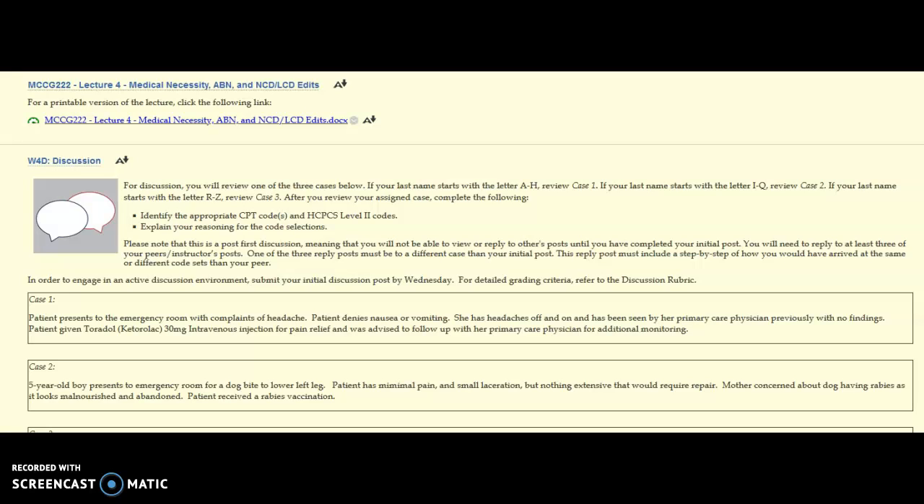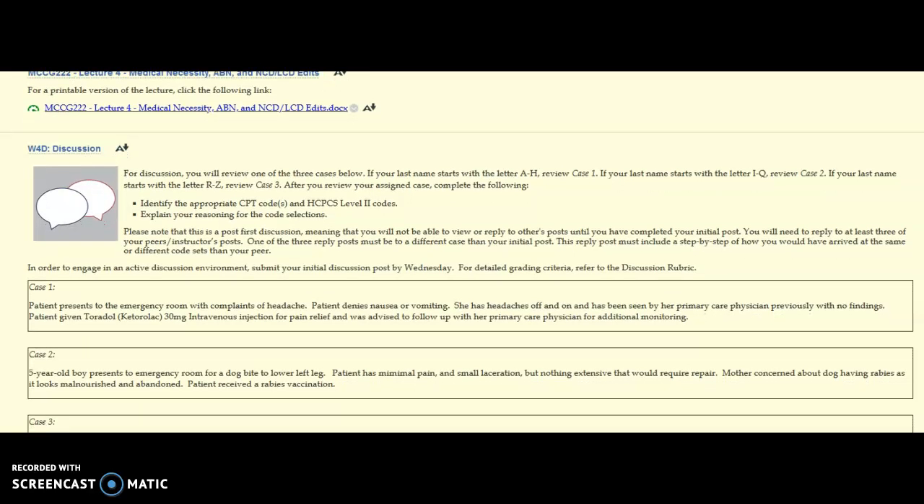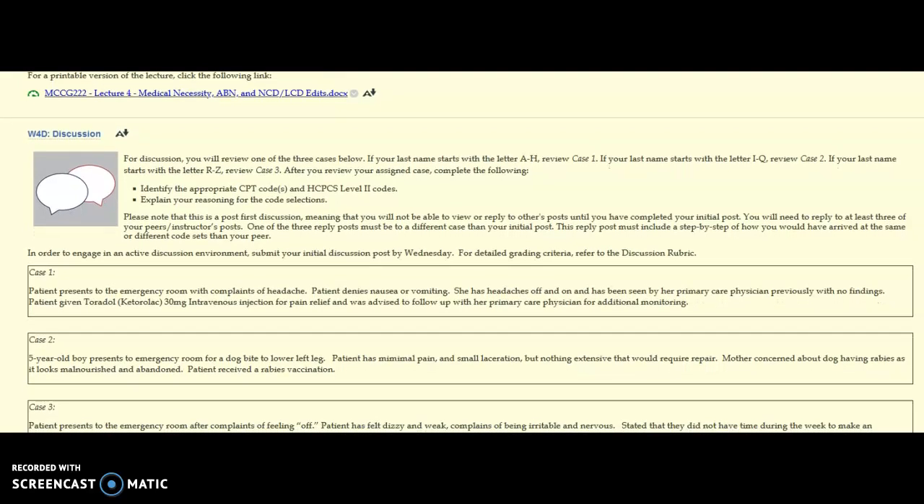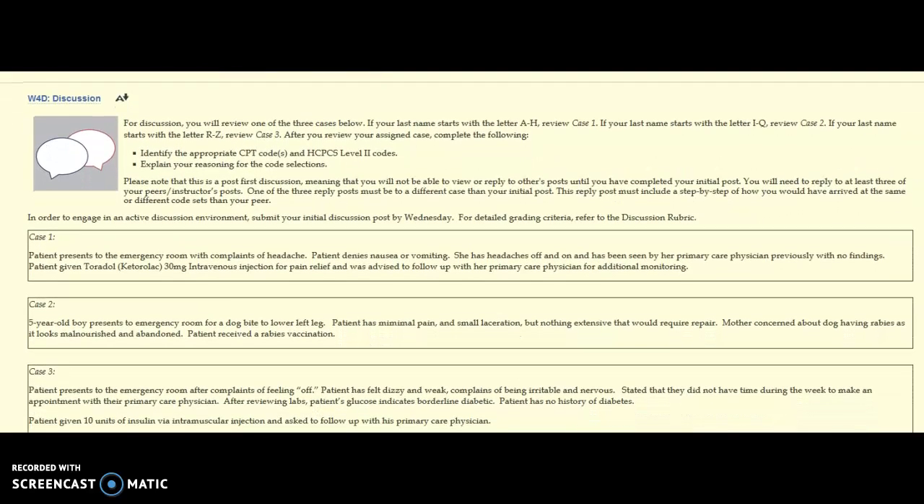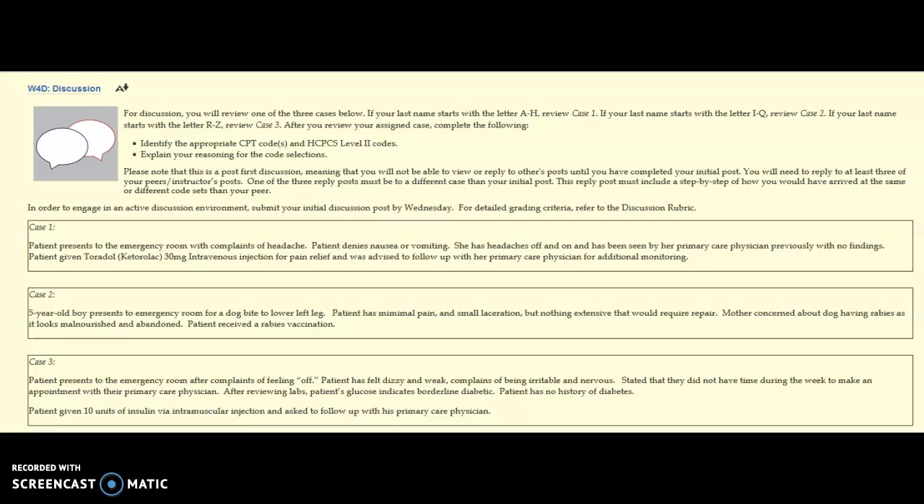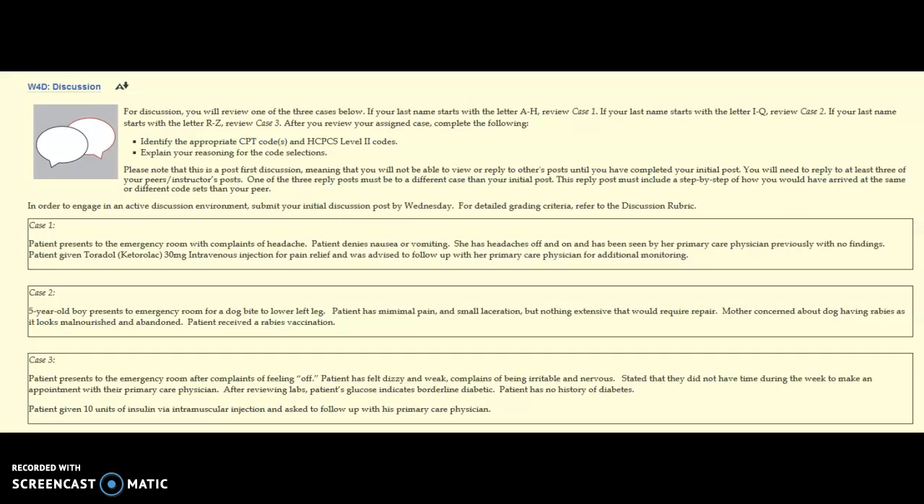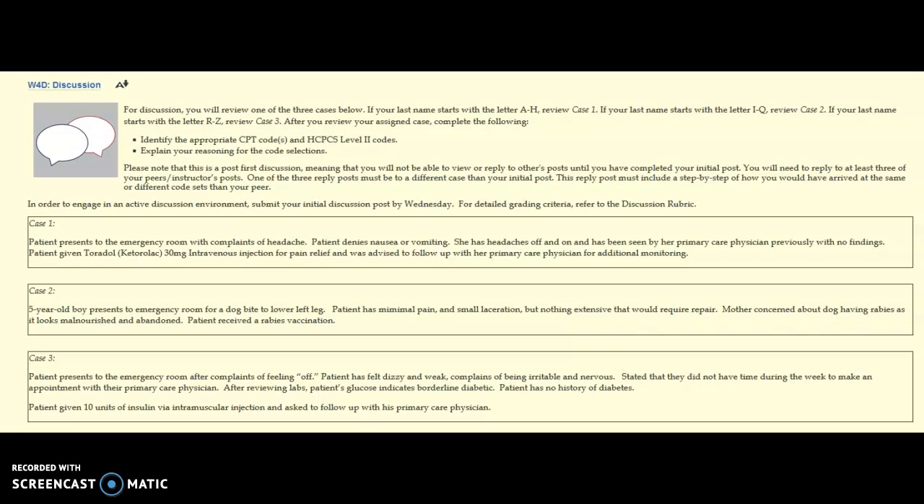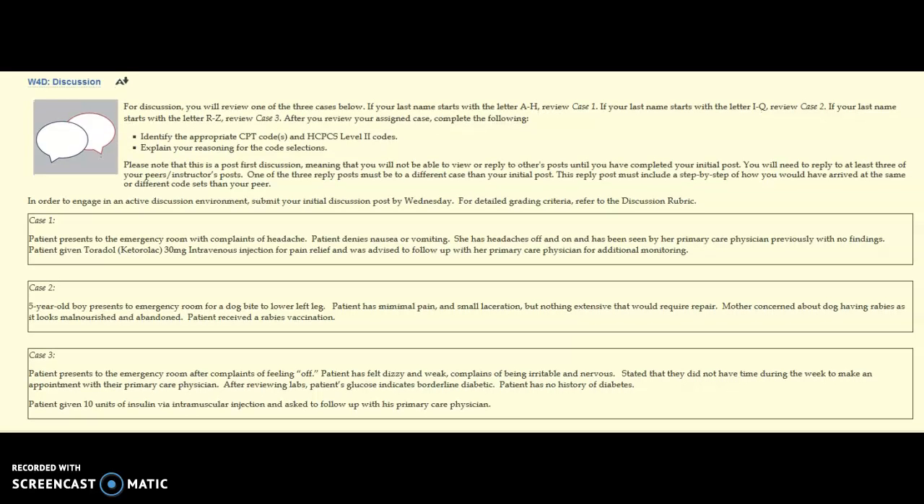We are now in week 4. This week we're going to be talking about medical necessity, ABN, and NCD LCD edits. This should be a bit of a refresher from your MCCG 145 course. For the discussion, we're going to continue with coding cases.